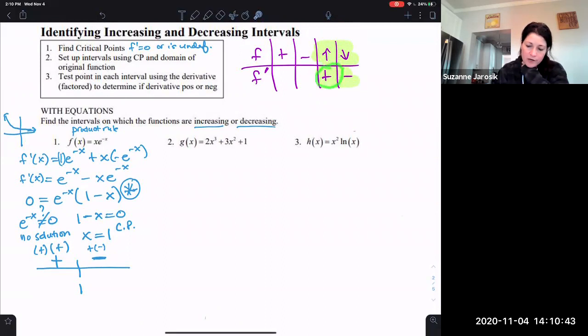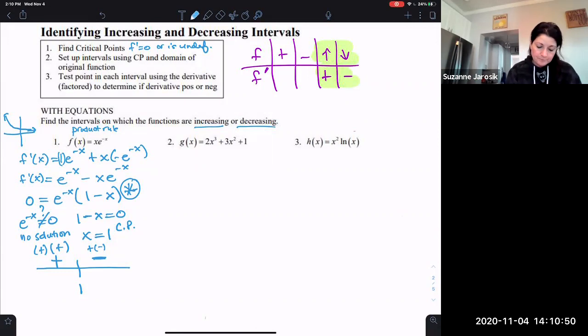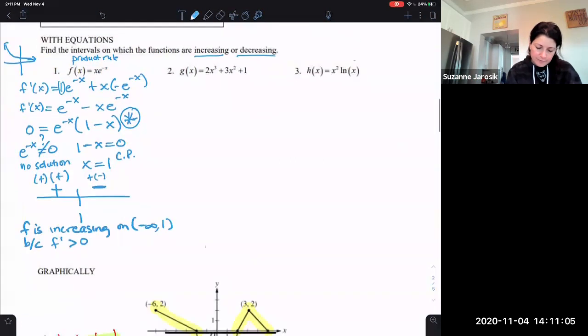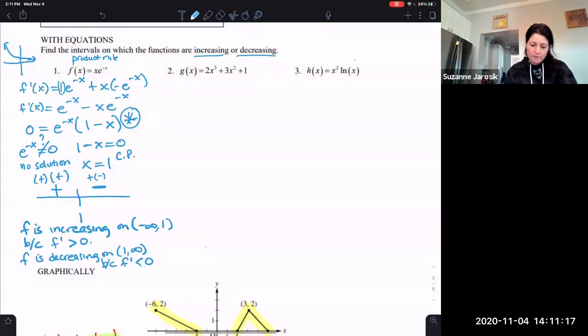Remember that when our derivative is positive, we are increasing. When our derivative is negative, we are decreasing. Now we just need to make statements saying that. So f is increasing on negative infinity to 1 because f prime is positive. And f is decreasing on 1 to infinity because f prime is negative.